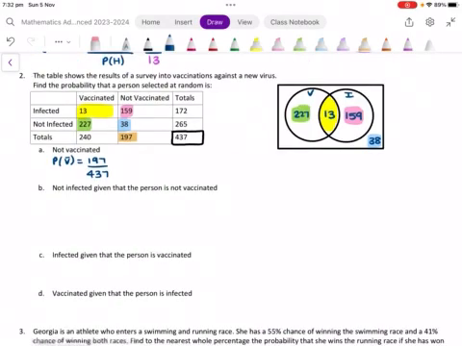Okay, now we want to find the probability that they are not infected given that the person is not vaccinated. So here we have a conditional probability statement, and what it is saying is the probability of not infected given not vaccinated.